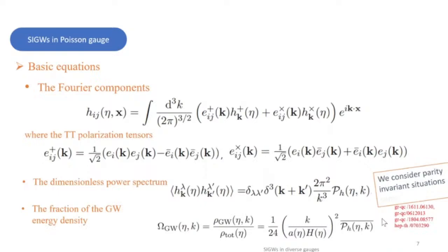Here are some basic equations and formulas to address the power spectrum of the energy density. Here we use Fourier components, or Fourier transformation, to find the dimensionless quantities. One of them is the power spectrum. Further, we find the fractional energy density of gravitational waves using this formula. Further details can be found in these references.